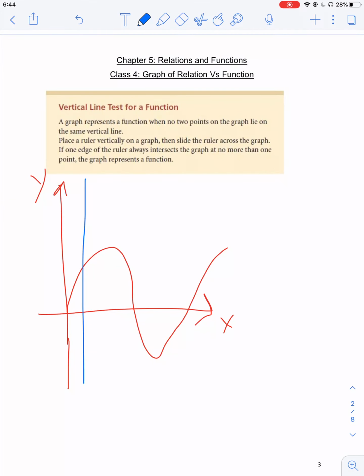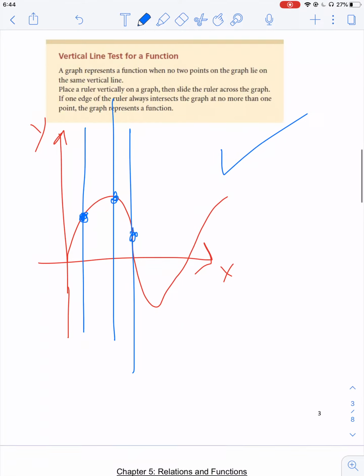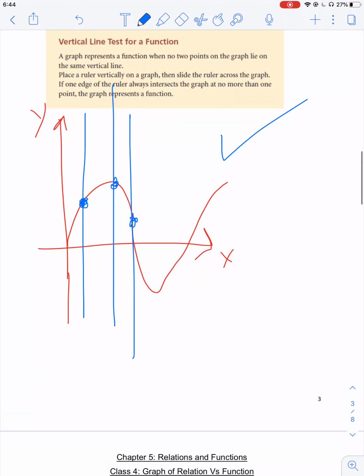Now, is there a point in this graph where, if I do a vertical line test... every time you do a vertical line test, there should only be one intersection. For example, right over here, there's only one intersection. Even over here, there's only one intersection. As long as you have one intersection, this is a function. Now, what is not a function? If this is a function, what is not a function?